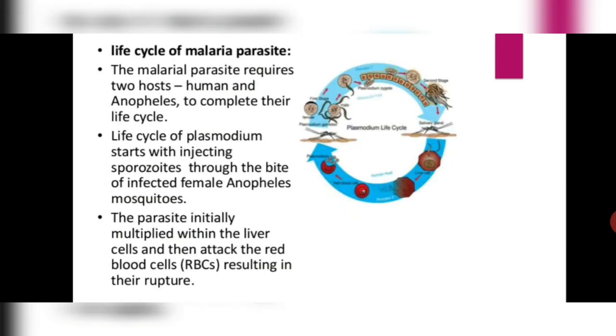Whenever the RBCs rupture, they release a particle called hemozoin. These hemozoin particles will cause fever in human beings. That is why the fever is intermittent in nature.